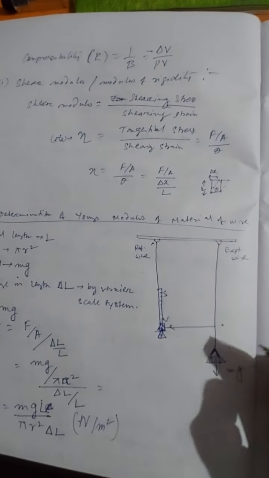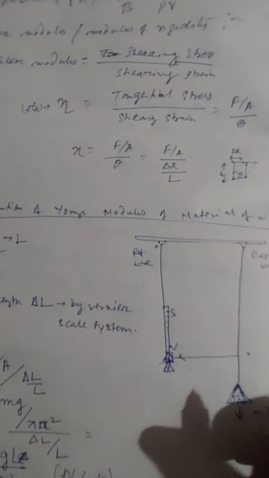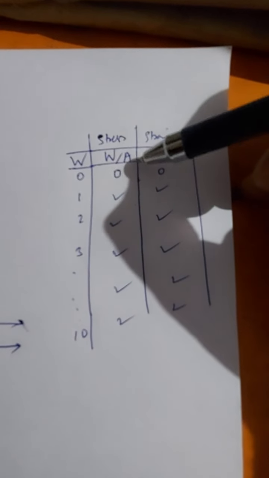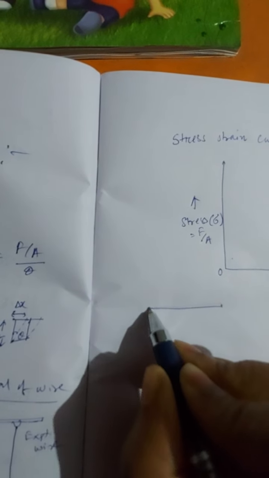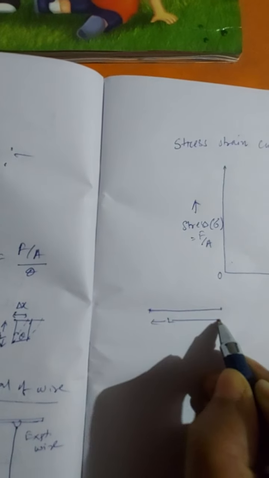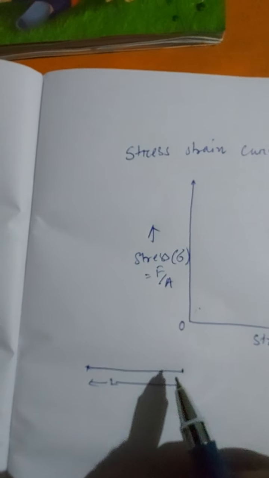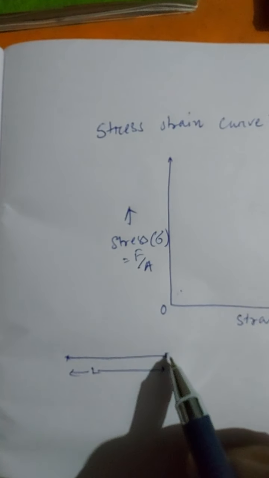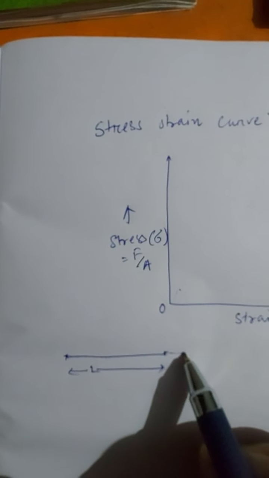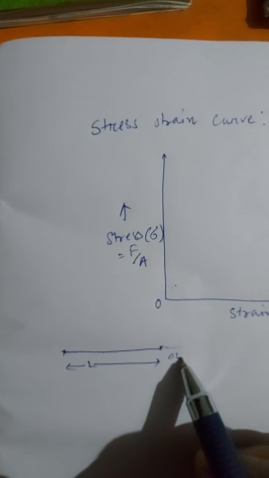Now we make a table like this. Stress is given by weight per unit area, and strain is delta L by L. For a wire, say this is the length of the wire, L. When the weight applied is 0, the length of the wire is L. As we keep on increasing the weight, the length will increase, say by delta L.